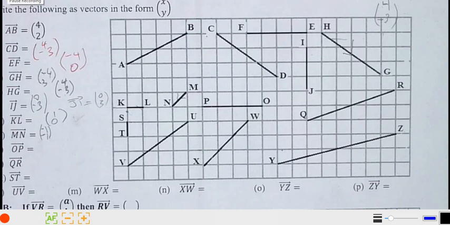Good. And let me ask you, what about the y? There's no y, we cannot go up or down. Very good. Alright, give her a clap.